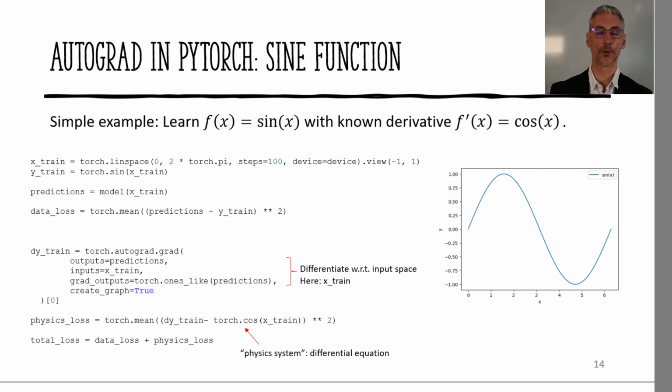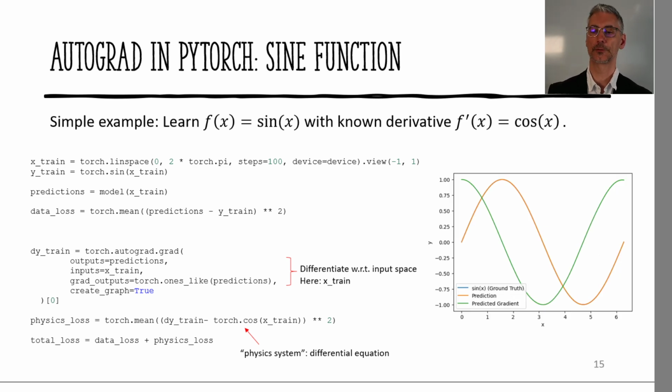Right? And then we have in the next part the physics system, the physics loss. Here we take the absolute value between what we want to achieve, because we know the differential equation is the cost function. This is what you see down here. And dy_train is now the derivative of the network, and this should be small. That means we enforce that the network obeys the differential equation. And then the total loss is the data loss with the points that we have plus the physics loss. If we do that, we can see that indeed the prediction is the derivative.